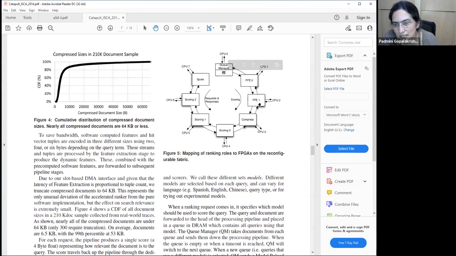Then you have these 2 FPGAs which do the FFE computation, that free-form expression, which is basically some arithmetical combination of these features, all floating point combinations. And they have an overlay which actually does this computation. Then they take the results of this, compress it, and then they have 3 FPGAs which are dedicated to do the scoring. And then the final score is sent back.